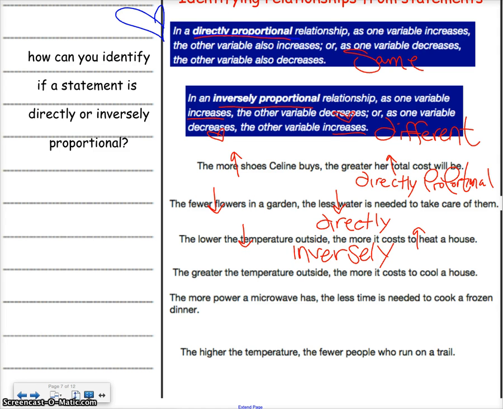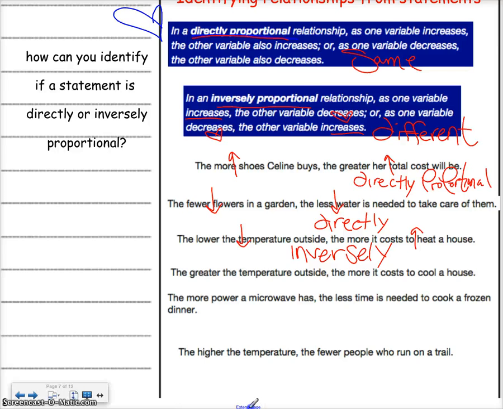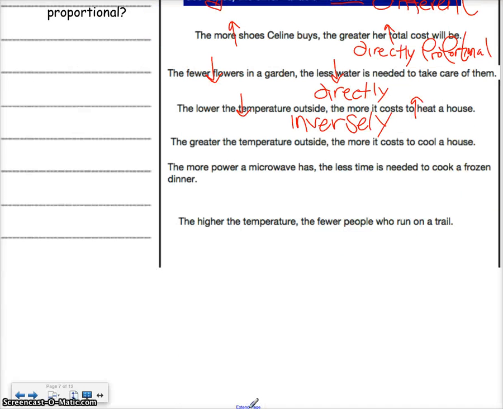Okay? Next one. The greater the temperature outside, the more it costs to cool a house. So greater the temperature, the more it costs to cool a house. So the cost to cool my house increases. Direct or inversely proportional? Direct, because they're the same, directly.